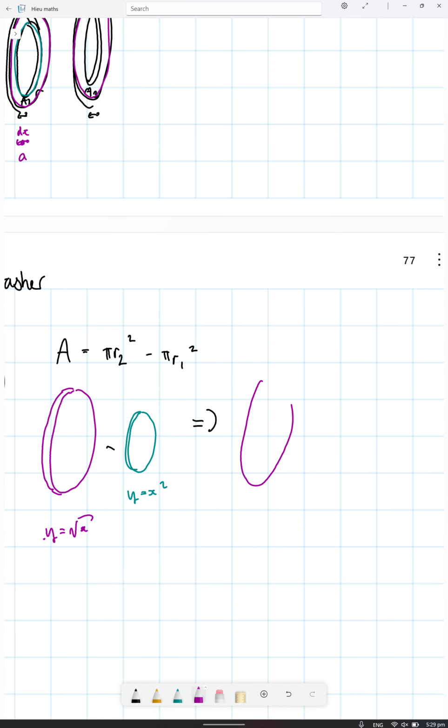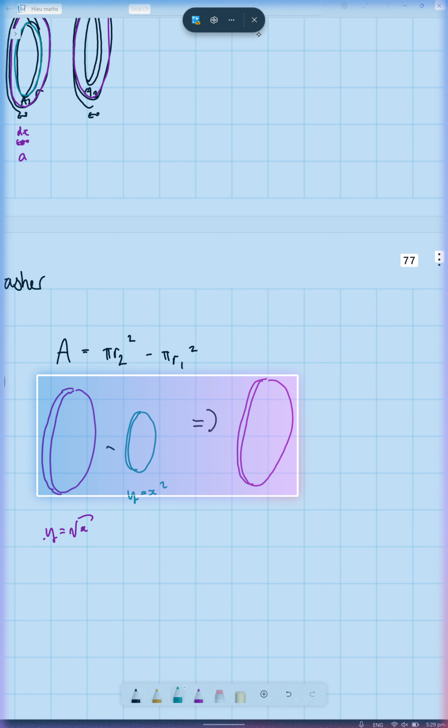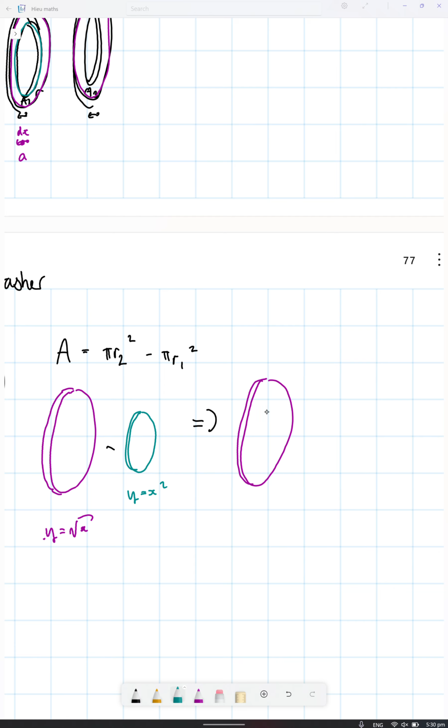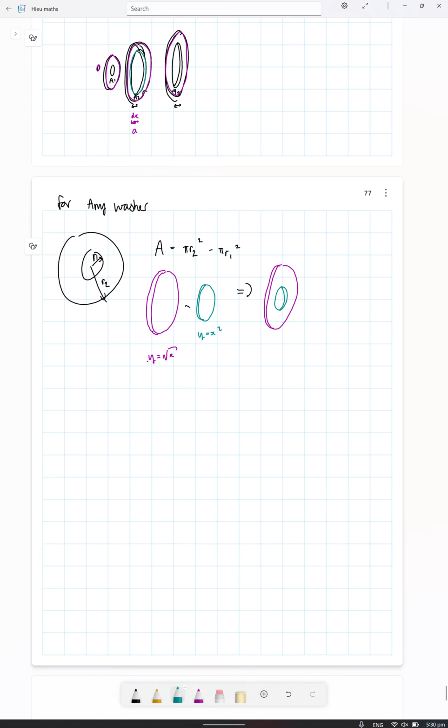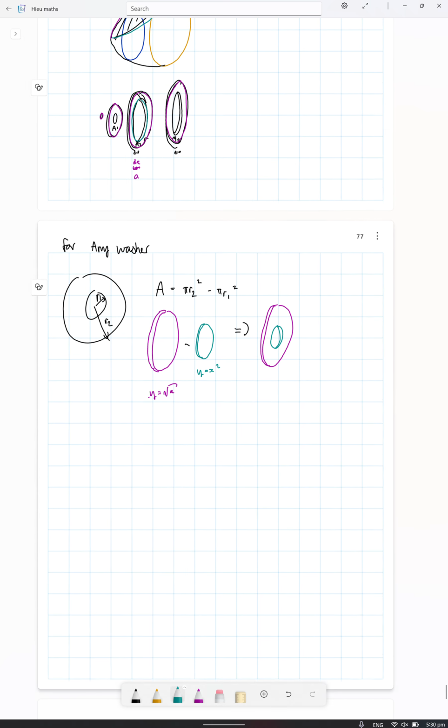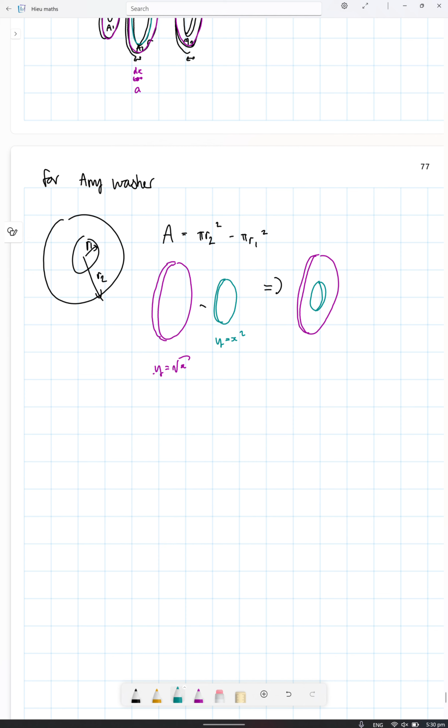So then we end up with something like this, and we have this inner edge here. Okay, we have this one here. So that's what's happening. What we have to do is use this principle here, which is the same idea as this, but we look at volume first.